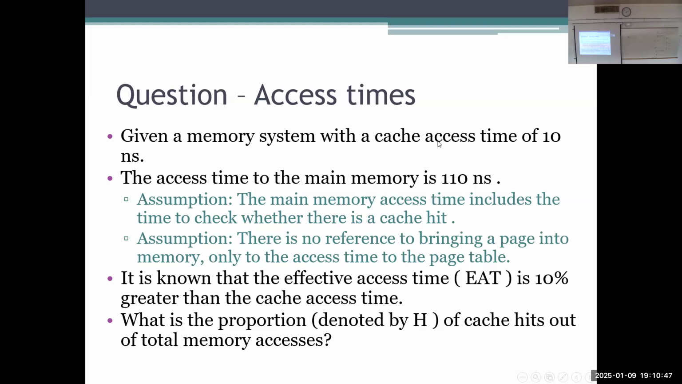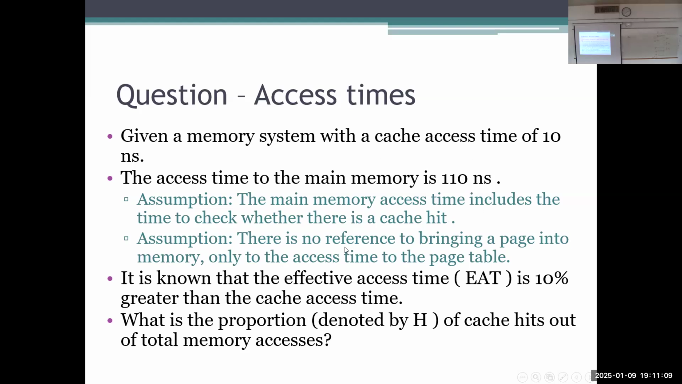Cache, with a cache access time. This sounds like computer architecture. We have a cache and we have a main memory. Assumption: the cache is more than 10 times faster than the main memory. Assumption: the main memory access time includes the time to check whether there is a cache hit. In other words, that's an all-inclusive number.